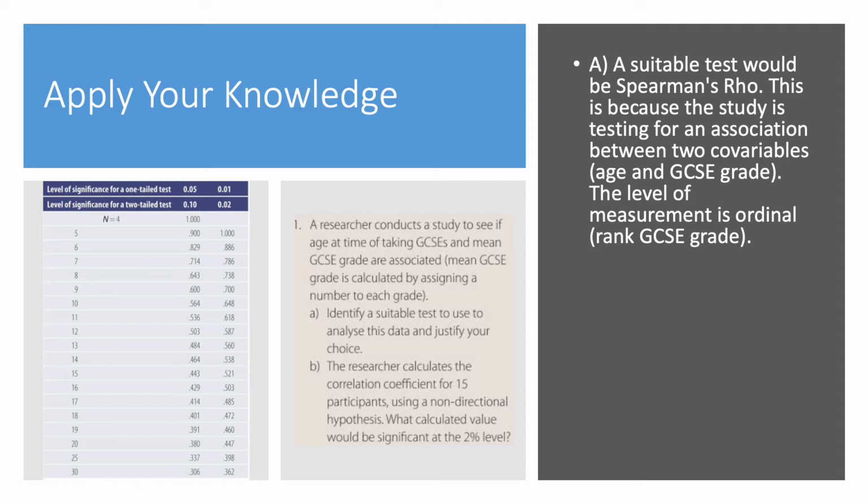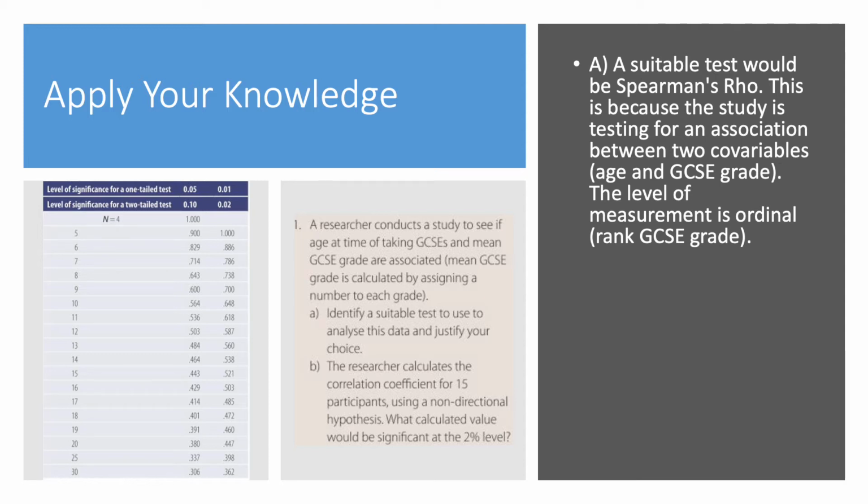This is because the study is testing for an association between 2 co-variables, age and GCSE grade, and the level of measurement is ordinal. You may have got confused and thought that it was interval because of the age, but if one of the co-variables is ordinal, you can't do an interval test on it. So you wouldn't be able to do Pearson's r because GCSE grade is not interval, because the differences between the grades are not at fixed intervals.